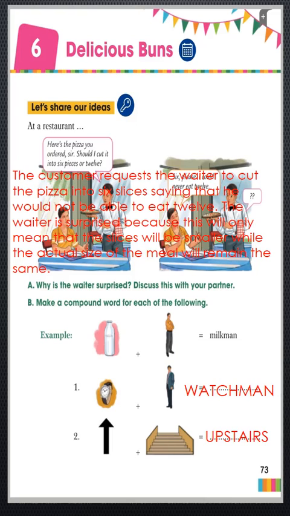Now the second picture, you can see, second number. There is an arrow. That means it shows a direction, that is up. And the second picture is stairs. So what is the word? That is upstairs. Upstairs means that above the stairs there is something. Okay, so there is upstairs.